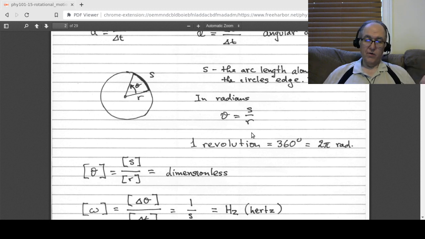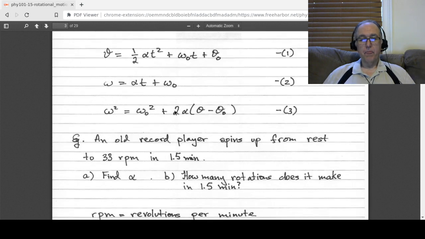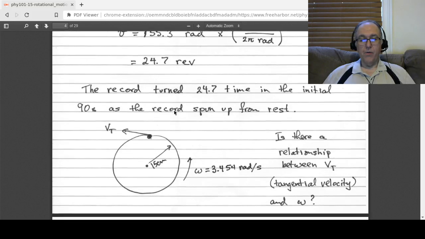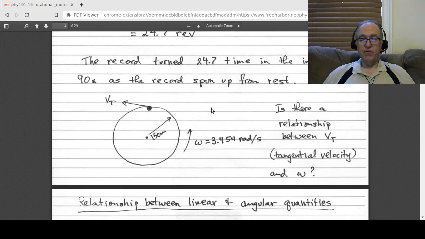And it doesn't just work for S and theta, it'll also work for velocities and acceleration. So it's important to conceptually understand why this formula is true. Okay, so now I'm going to be asking about a tangential velocity, and just to get your head around that before I ask the question, imagine that a record player actually has a radius of 15 centimeters.